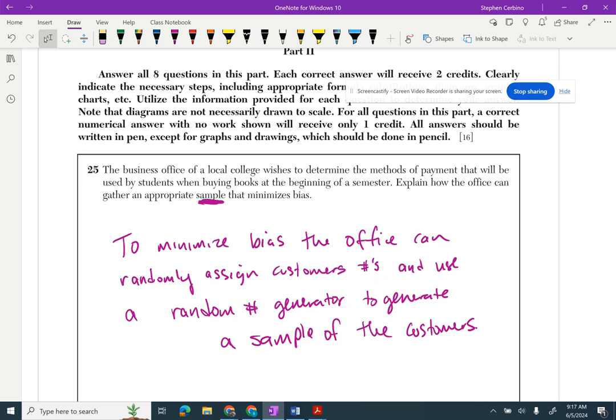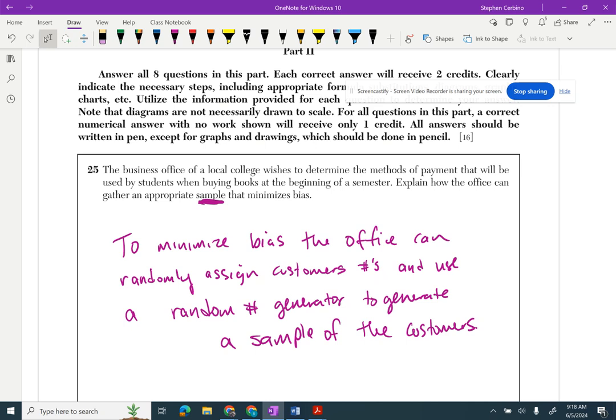There are lots of ways that we could randomly select a sample here. We could ask every fifth person that walks into the cafeteria how they bought their books in the bookstore. I chose to use the random number generator method, which would be to assign all of the customers at the store a random number, and then use a random number generator to generate a sample of the customers.